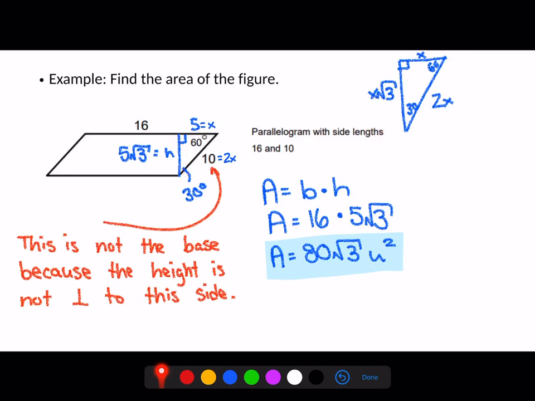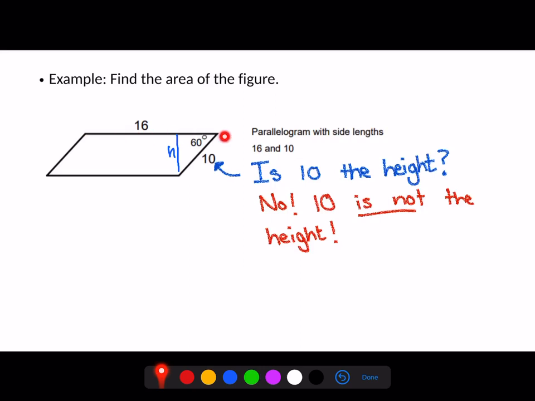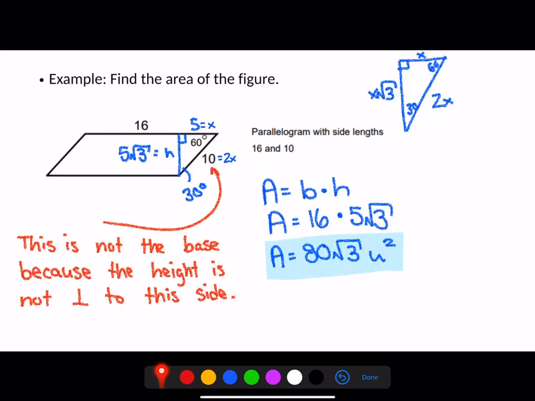From here, our base and our height intersect at 90 degrees. So area is equal to base times height, because it's a parallelogram. Our base is 16. Our height is 5 radical 3. So area is equal to 16 times 5 rad 3. If I multiply these out, we're left with area is equal to 80 rad 3 units squared.